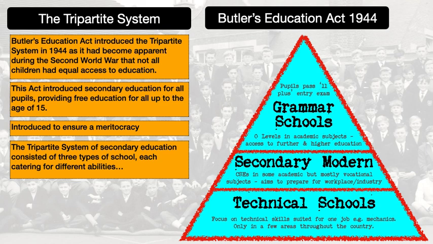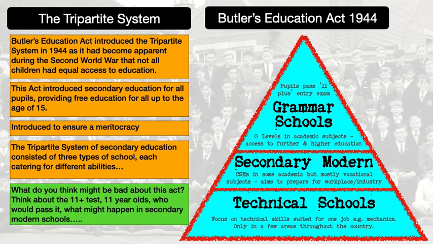And there weren't loads of these. In large, it was mostly secondary modern and grammar schools. They were only dotted around in a few areas of the country. So, can we see the potential issues with this? It was done in good faith to try and raise the educational standards of an entire nation, to try and make sure that everyone had free education until the age of 15. But what do you think might be bad about this act? What might be bad about the 11 plus testing 11-year-olds? Who would pass it? What might happen in secondary modern schools?